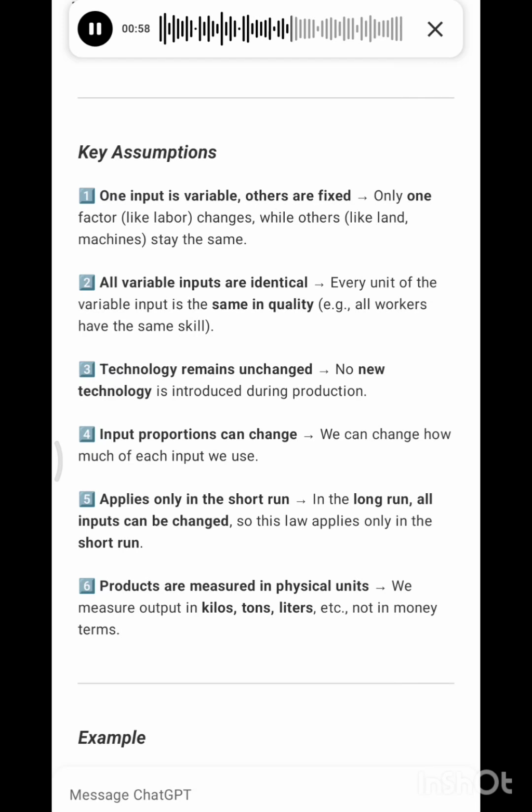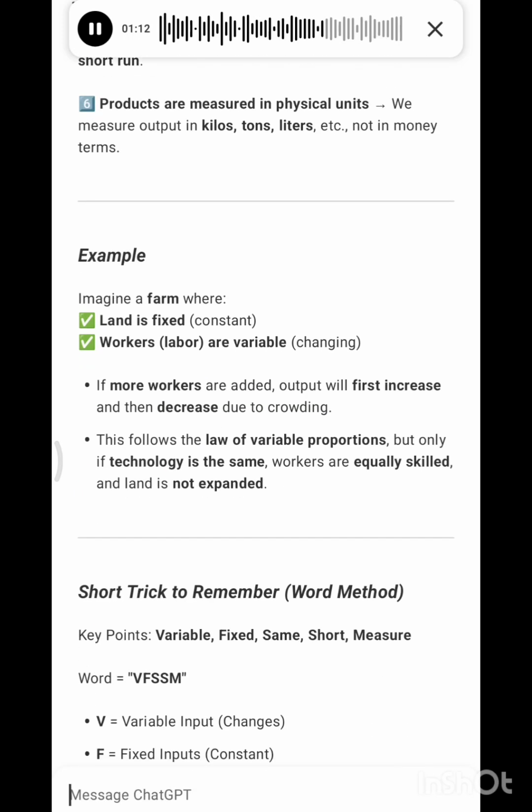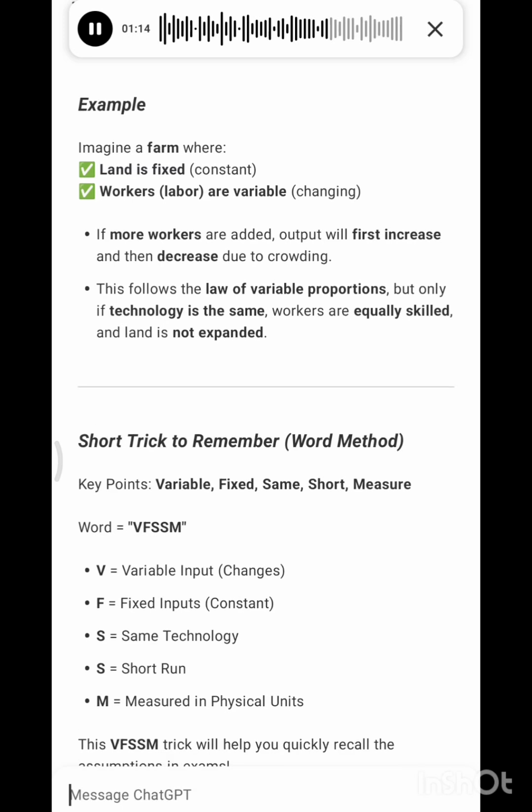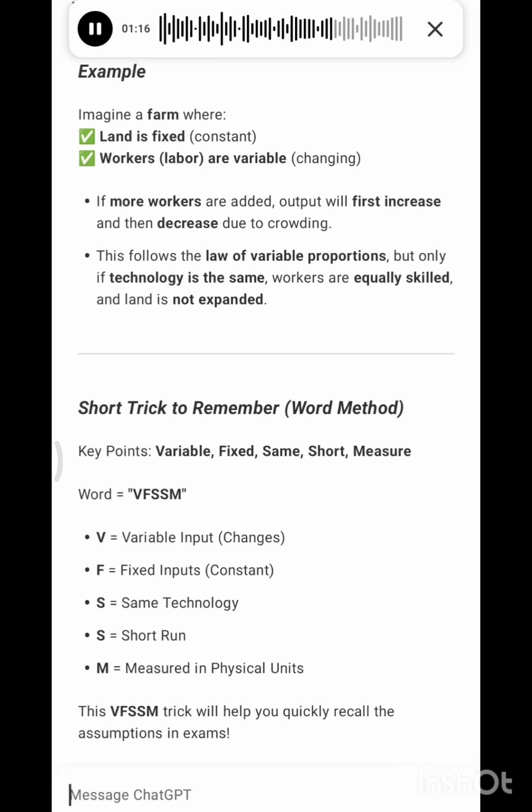6. Products are measured in physical units. We measure output in kilos, tons, liters, etc., not in money terms. Example: imagine a farm where land is fixed, constant. Workers, labor are variable, changing. If more workers are added, output will first increase and then decrease due to crowding. This follows the law of variable proportions. But only if technology is the same, workers are equally skilled, and land is not expanded.